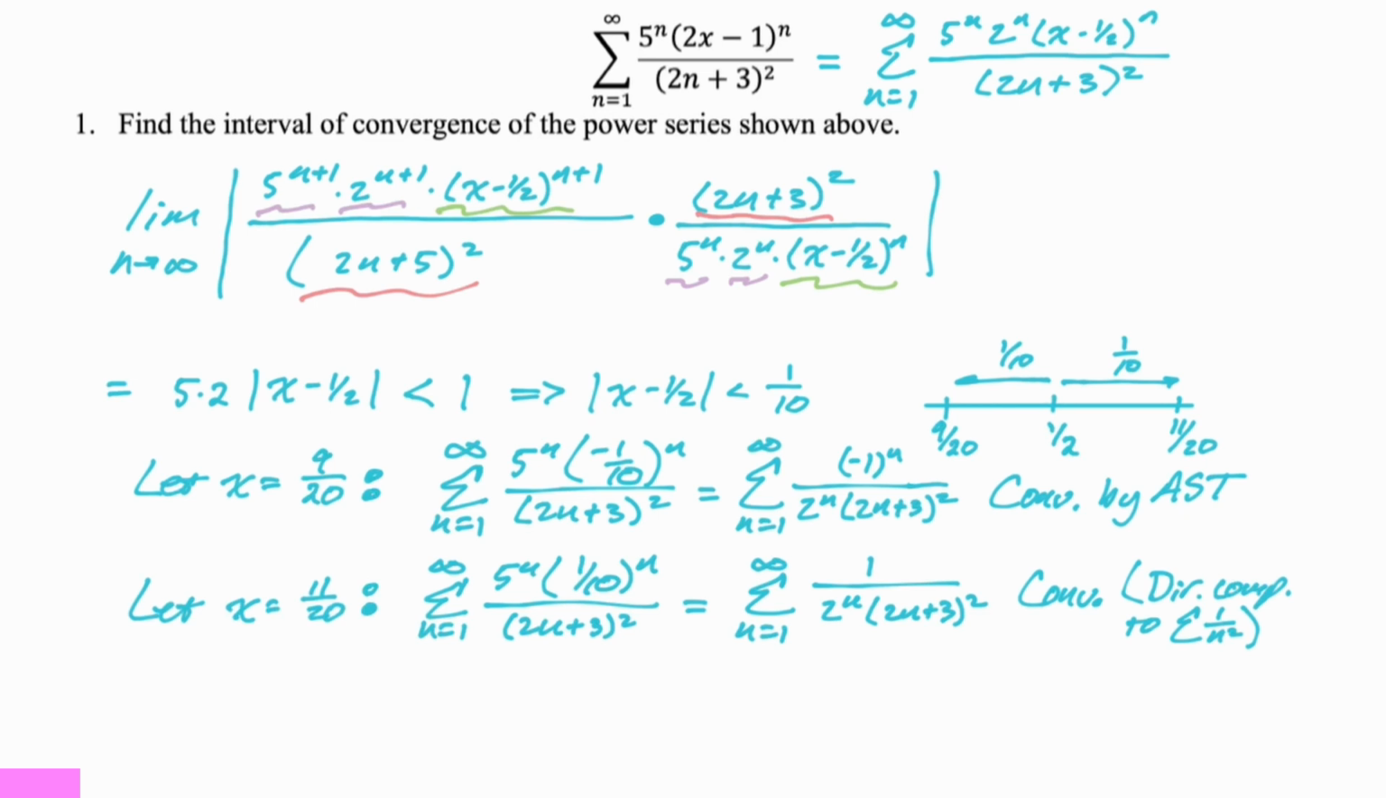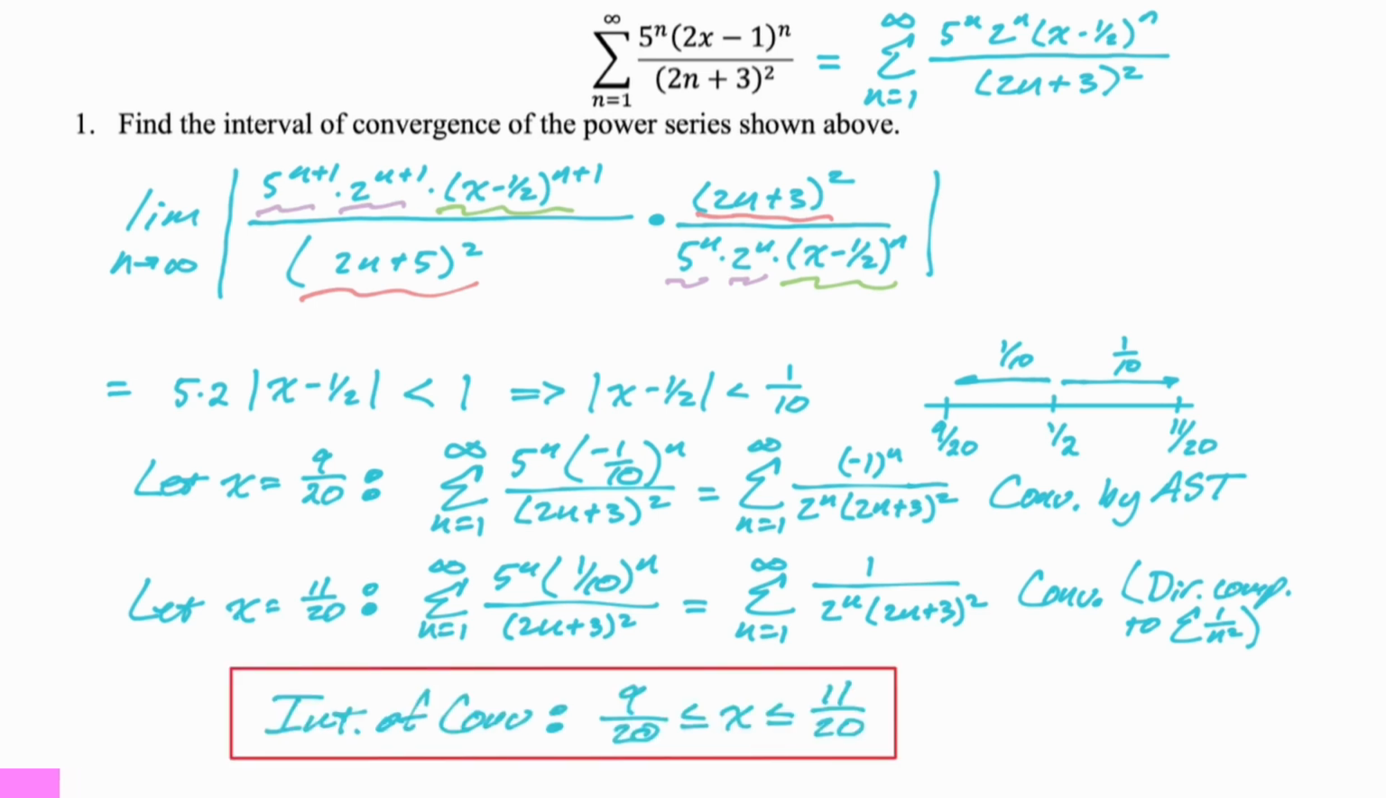So it converges at both of the endpoints, which means the interval of convergence is from 9 over 20 to 11 over 20 inclusive. So we include all the endpoints. All right, so those problems are kind of a lot of work, but they're not super hard. Let's take a look at the next one.